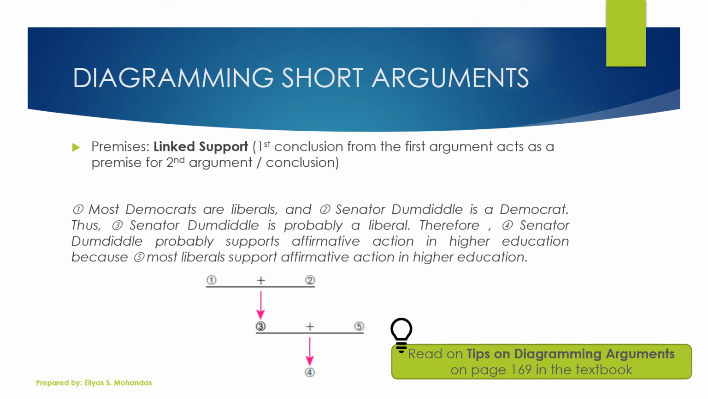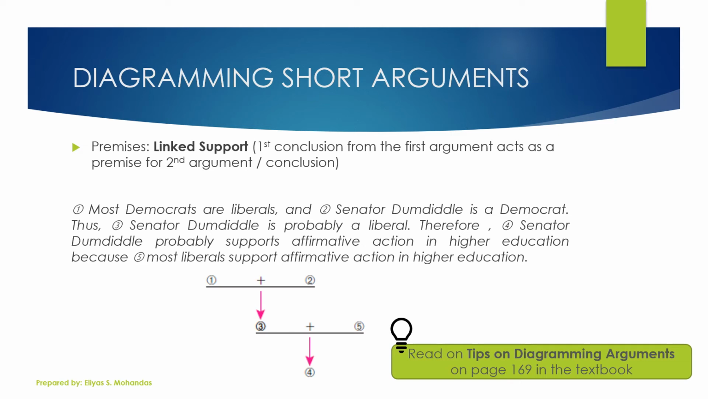So once you have labeled them or numbered each statement, you realize that number one and number two act as premises for the first argument and derive to a conclusion which is the statement number three. Now, moving to the second argument, you realize that number three is basically supporting number five in order to come to the conclusion which is labeled as number four. And the diagram is illustrated as such.